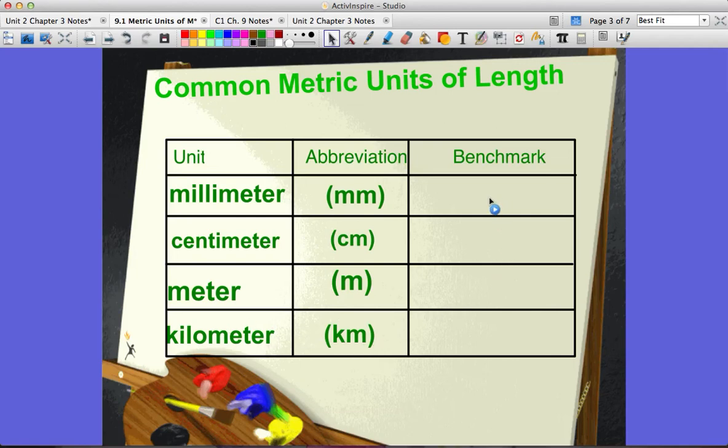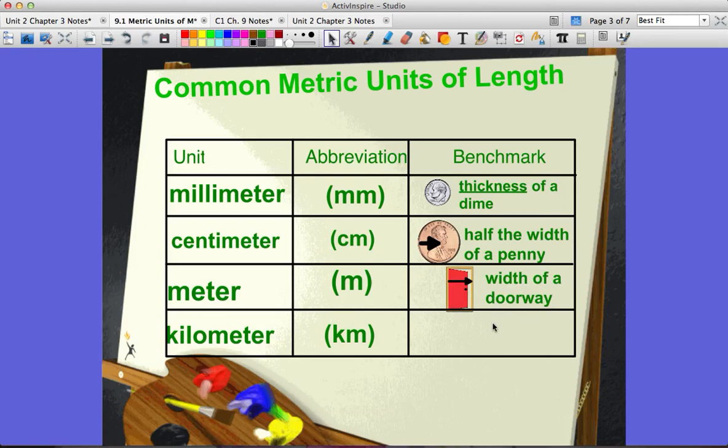The benchmark: a millimeter is about the thickness of a dime. The centimeter is about half the width of a penny. A meter is about the width of a doorway, so not the door itself, but the doorway. And a kilometer is about 6 city blocks. Make sure you have all this written down. If you need to, pause so you can have it all in your notes.